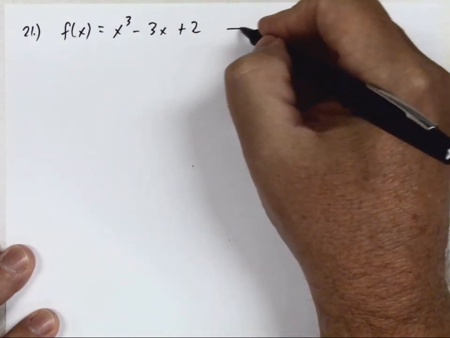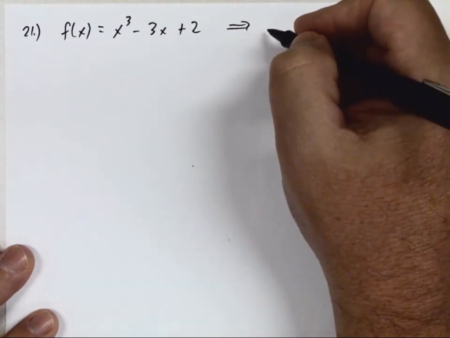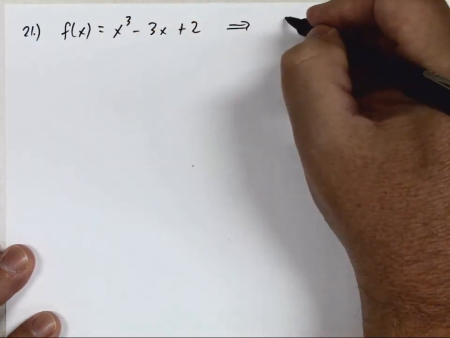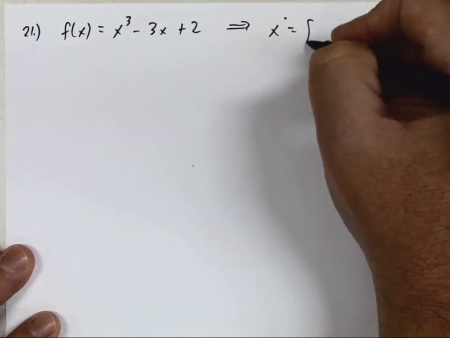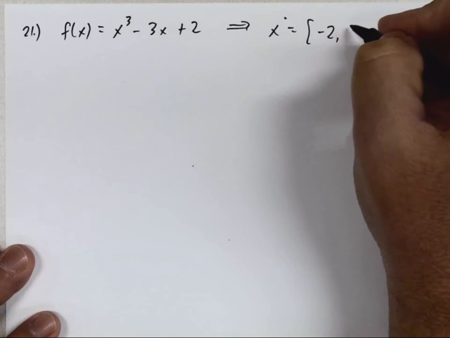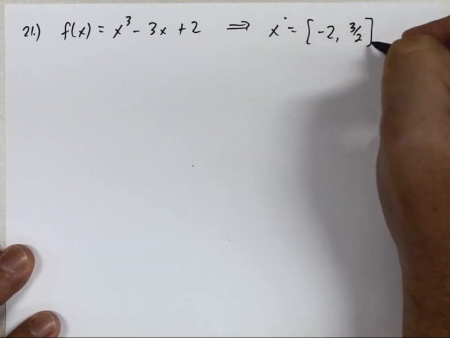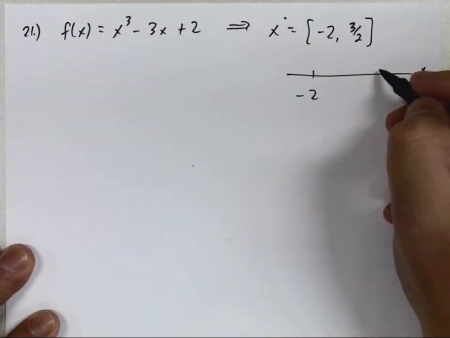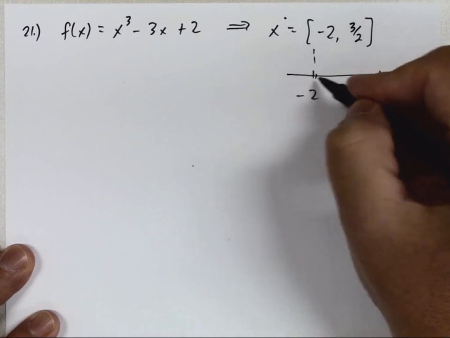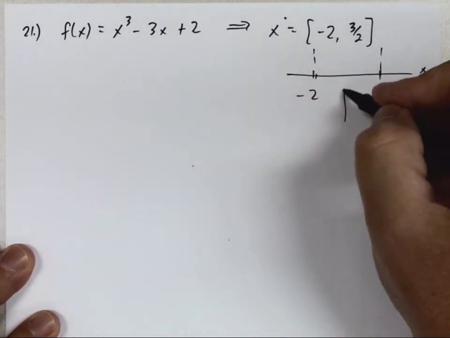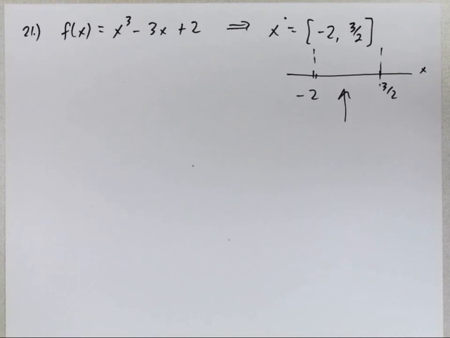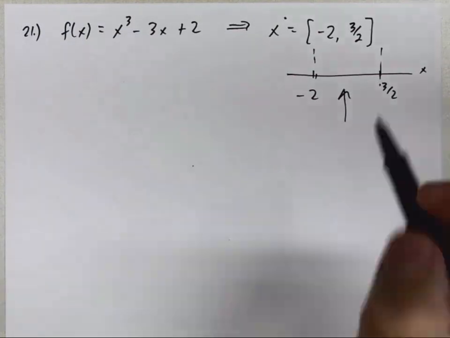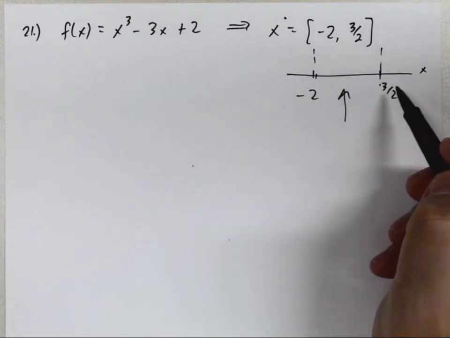Now the key is we're trying to find the absolute maximum and the absolute minimum of this function, but only inside this interval. We're only looking between x negative 2 and 3/2. It's like we're only looking in this window. We don't really care what happens in other parts; we're only looking at the function between negative 2 and 3/2.